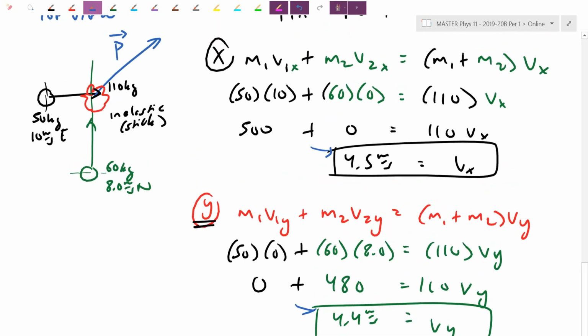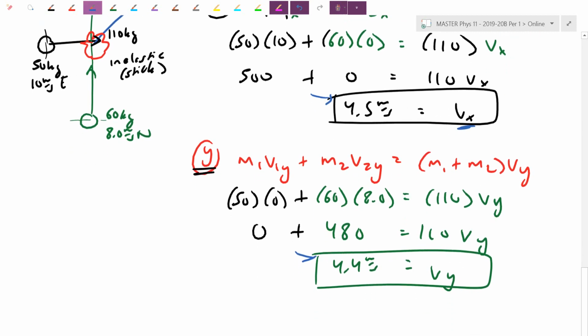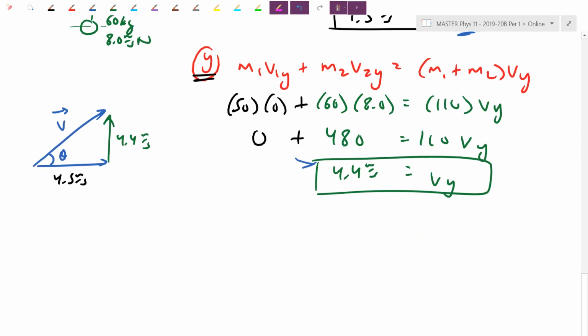I could find momentum, but seeing as I already have divided the 110, I can find the total velocity. In the X direction, I'm still going 4.5 meters per second, and in the Y direction, I happen to be going 4.4 meters per second. What is my total combined momentum?